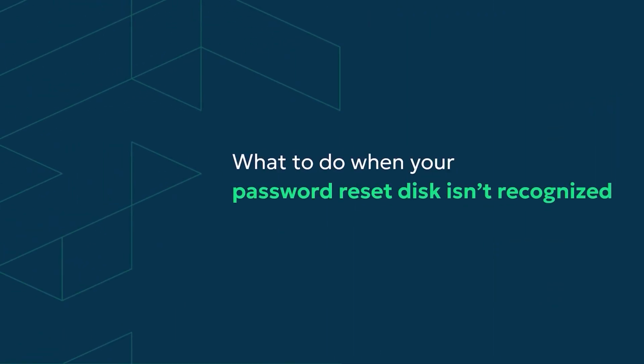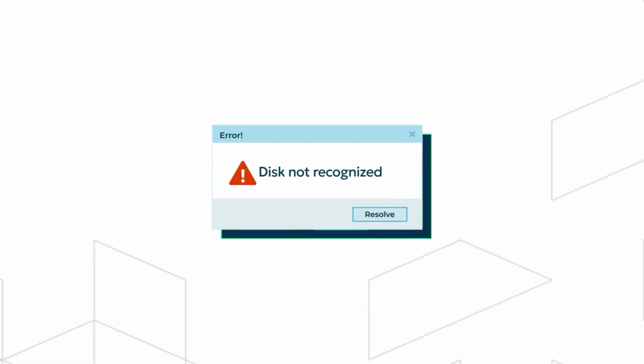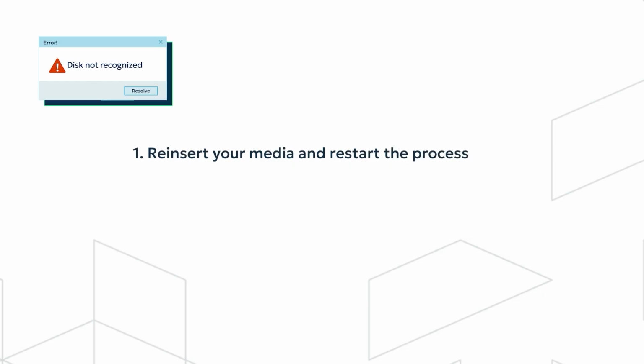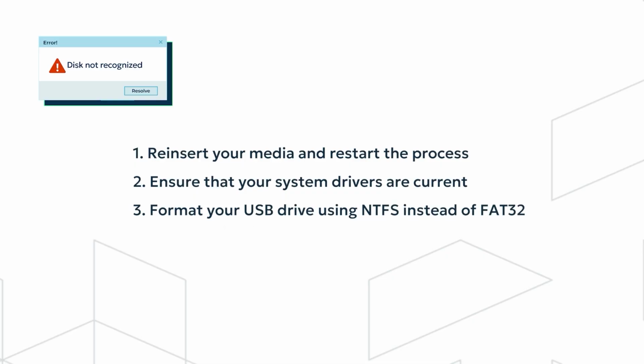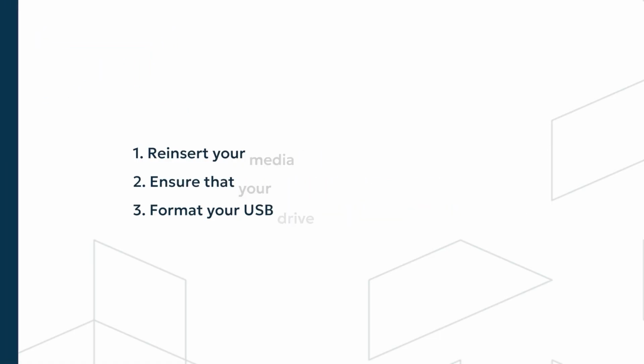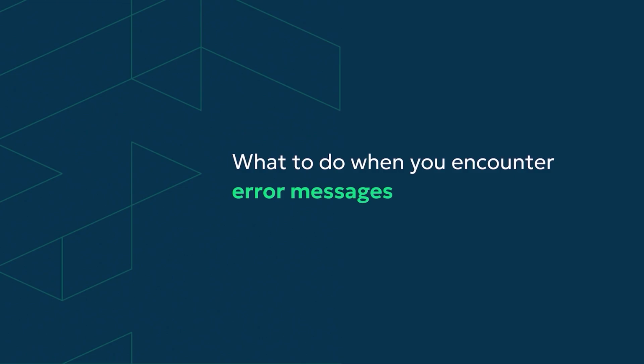What to do when your password reset disk isn't recognized. If a "disk not recognized" error message pops up on your screen, try the following actions. Reinsert your media and restart the process. Ensure that your system drivers are current and that you've installed all available Windows updates. If you're using Windows Vista, Windows 7, or Windows 8, format your USB drive using NTFS instead of FAT32 for better compatibility.